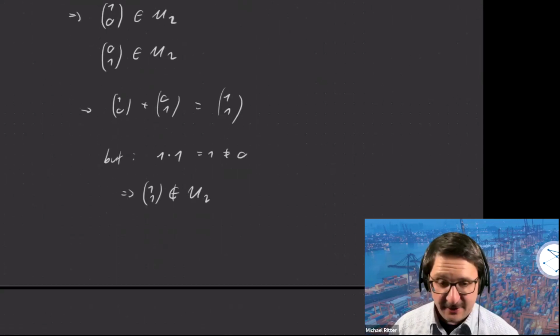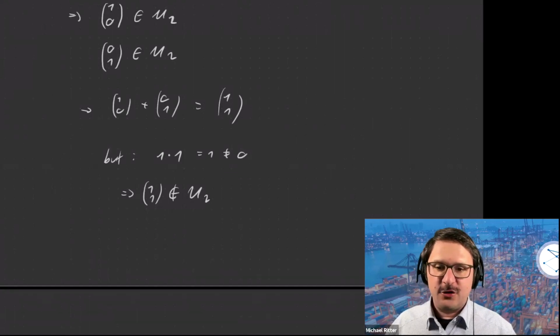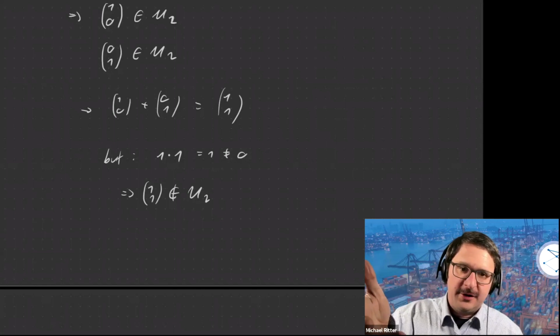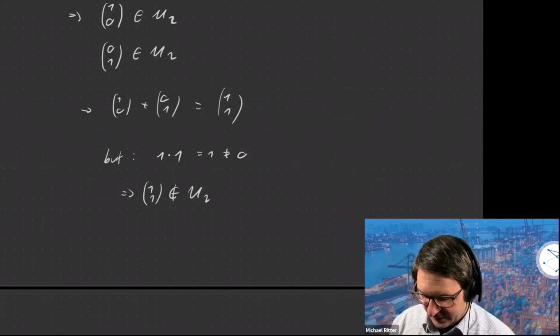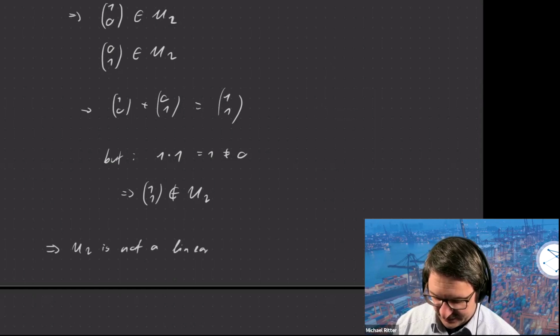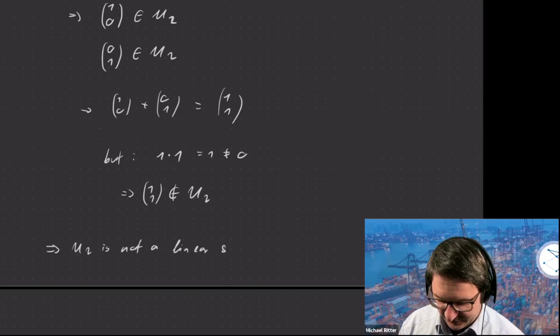And that means we have found a contradiction. We have found two vectors that are in U2, but their sum is not. So U2 cannot be a linear subspace. So that's an example of a counterexample.